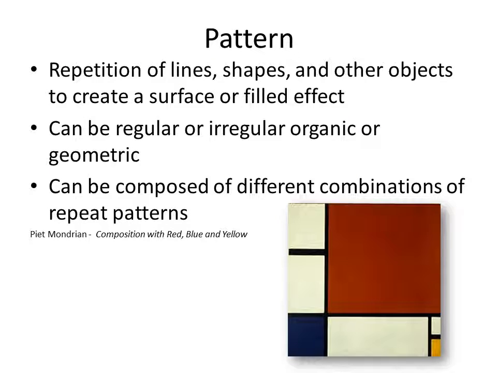And finally, pattern. Quite an easy one to understand. Repetition of lines, shapes, and other objects to create a surface or filled effect. It can be regular or irregular, organic or geometric, and can be composed of different combinations of repeat patterns. So we have one example here of a very geometric artwork, which is Mondrian's Composition with Red, Blue, and Yellow. He was quite imaginative with his titles, as you can see.